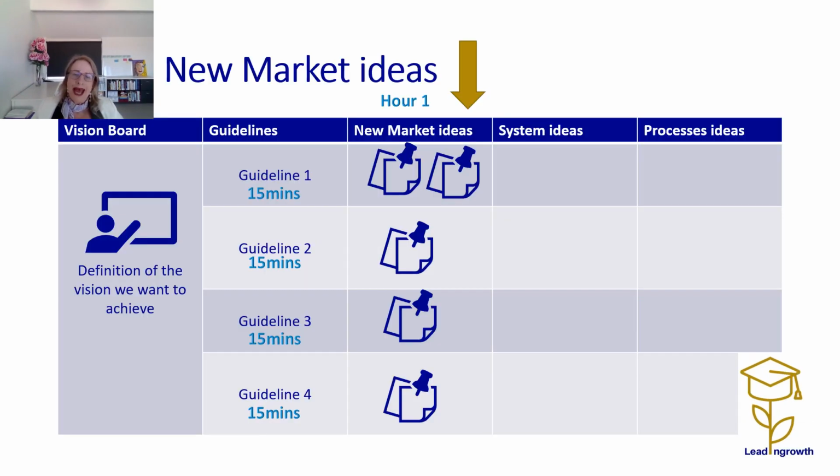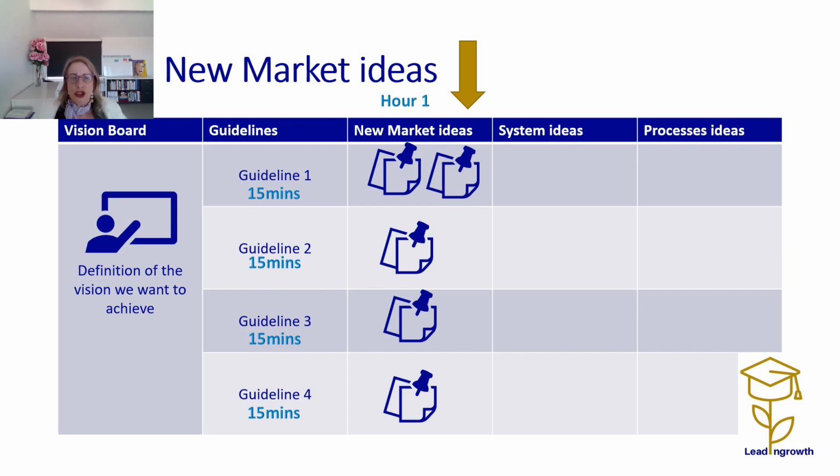So in this example, we're talking about new market ideas. In this case, again, start focusing on the first column. The first column is what we call an opportunity column. Each of these columns are what we call opportunities. So we have new market ideas, new system ideas, and new process ideas. These are all opportunities.